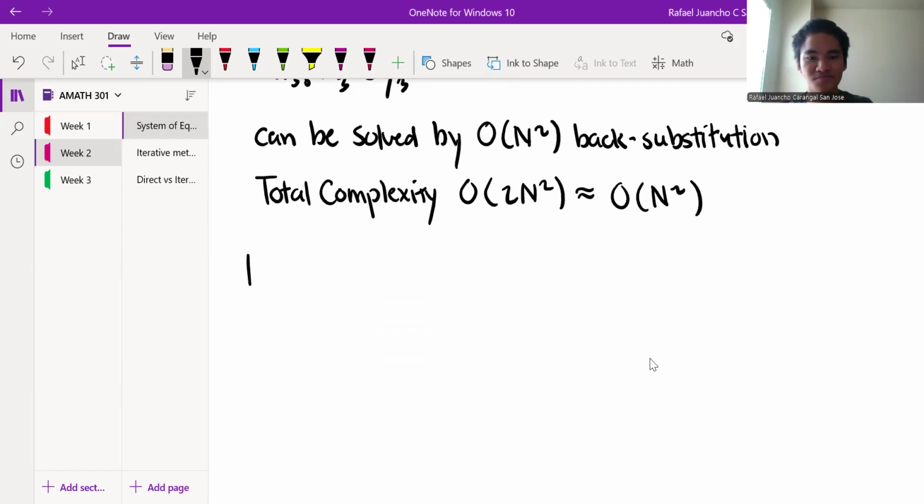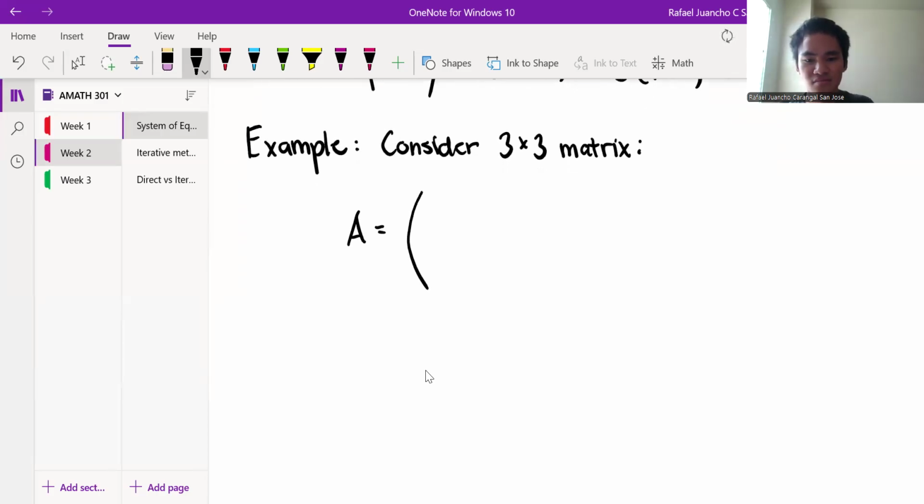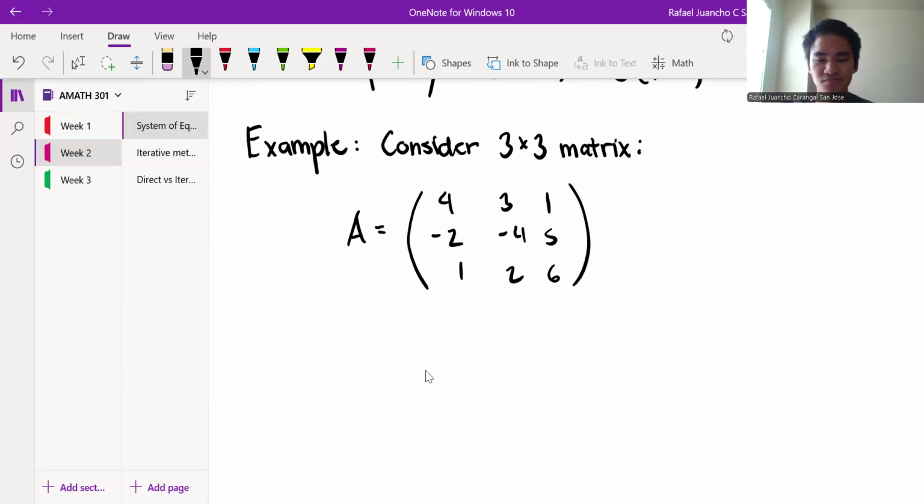so let's do an example of my LU decomposition algorithm. Here we consider a 3x3 matrix. Now this is a practical example. In this 3x3 matrix, let's denote it as A: 4, 3, -1, -2, -4, 5, 1, 2, and 6. I'm just copying the numbers. And the factorization starts from the matrix multiplication of matrix A and its identity matrix.